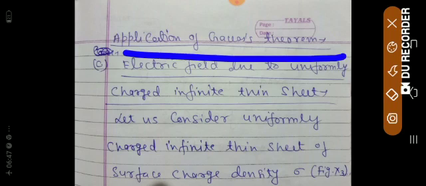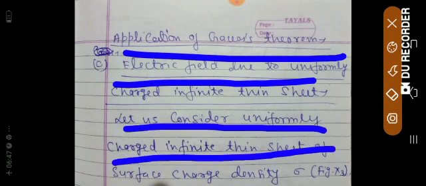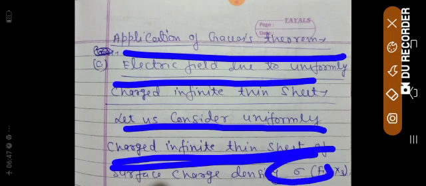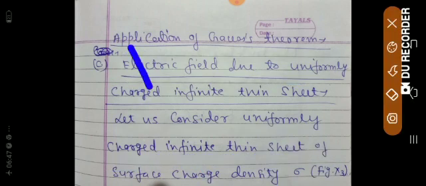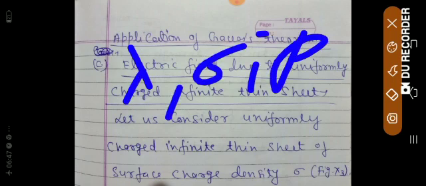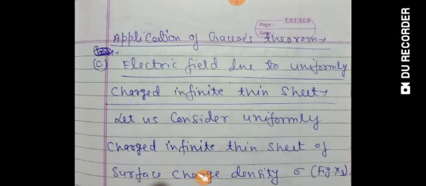Electric field due to uniformly charged infinite thin sheet. Thin sheet, I explained earlier. Let us consider a uniformly charged infinite thin sheet of surface charge density sigma. I told you earlier there are three types of charge density: one is lambda, sigma and rho. So this is sigma because we are taking the area here. Come to the next page.